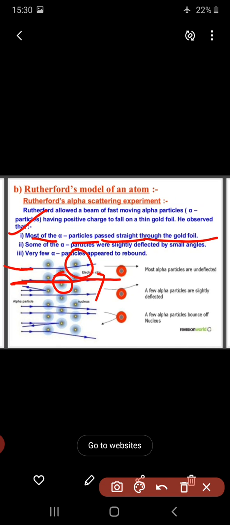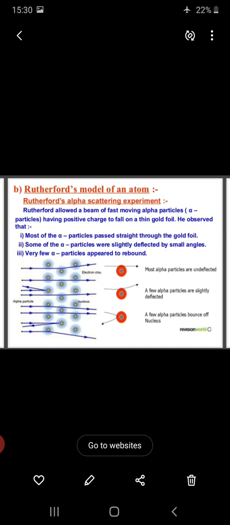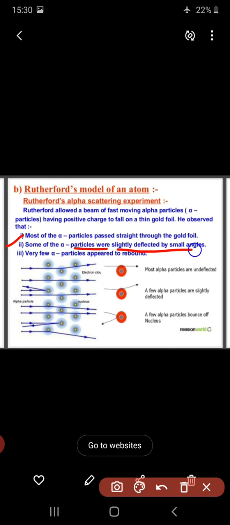Now move to the next point. Next point, that is some of the alpha particles were slightly deflected by small angles. See the first image. If we consider this as a gold foil, the alpha particles are moving from here and they are slightly deflected. Some particles are moving straight, some particles are slightly deflected.